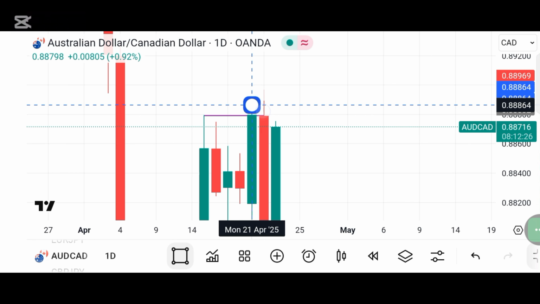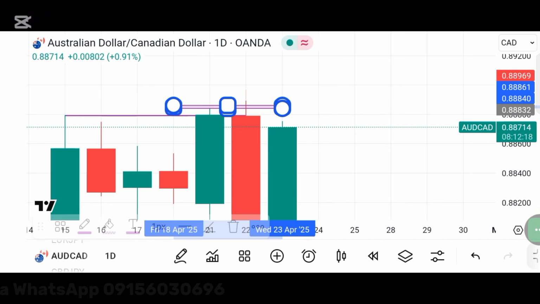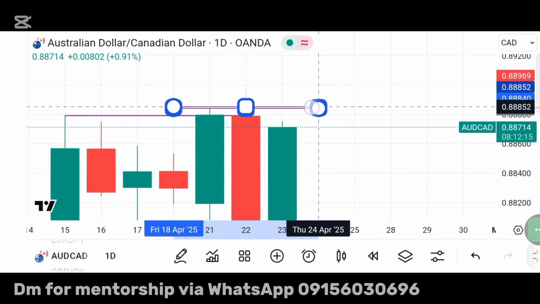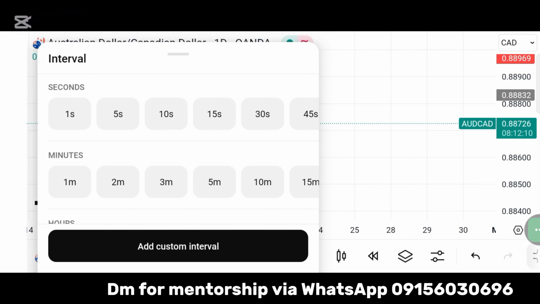So this was the last one I was looking at here. Let me zoom in where you can see the last candle. These are CRT entries. Most of them are CRT entry models, but it's still like a sweep of liquidity here. So liquidity was taken out here. Then I went to as low as 15 minutes here.